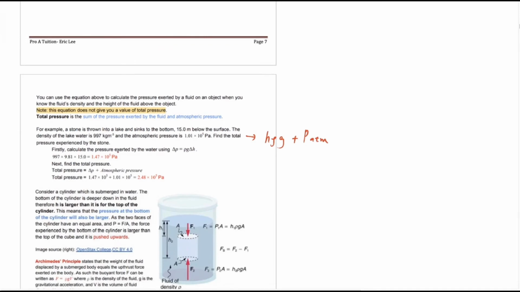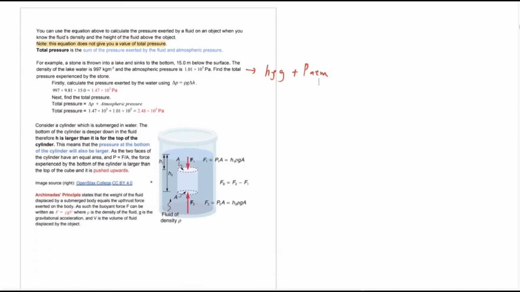So first we calculate the pressure exerted by the water using h rho g. You can see they are using rho g delta H. So the rho is this one, 997. G is 9.81. The H is 15.0 meters. How deep is the stone? Next, find the total pressure by adding this value to the atmospheric pressure, and then you get the total pressure.